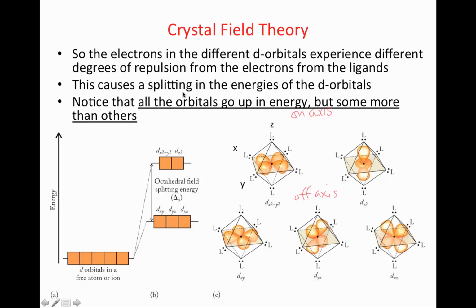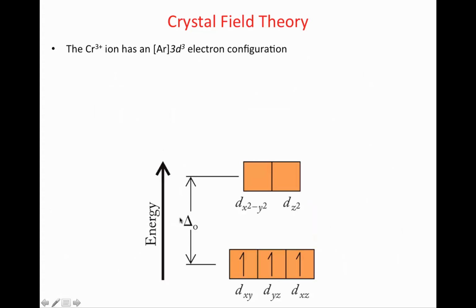So again, I get a splitting in the energies of my d orbitals when the ligands bind to a central metal ion. Once again, notice all of the orbitals went up in energy to some degree, but some more than others. These went up in energy more than these did right here.